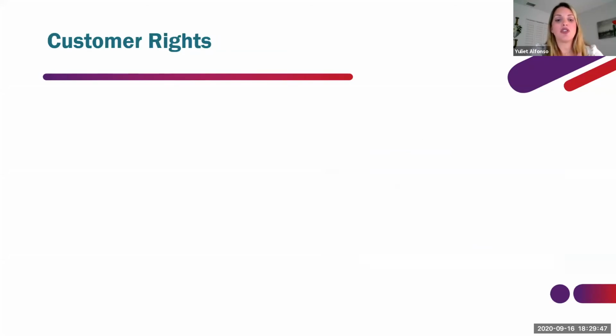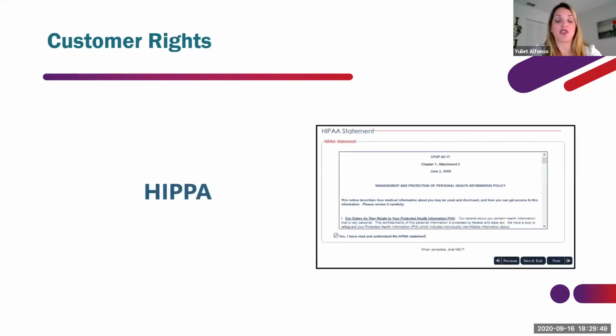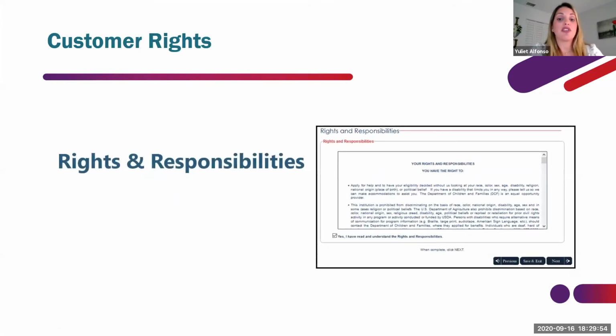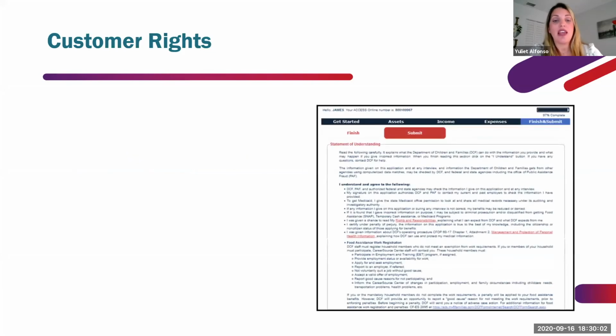Once you have answered all the questions, you click next. And it's going to do the same thing for all the sections. It's going to provide you with a HIPAA statement. After you acknowledge the HIPAA statement, it's going to give you the rights and responsibilities, which have to be acknowledged too, and you hit continue. Now, if it's a brand new application that you submitted, you have 7 business days where you can save it and come back to it.